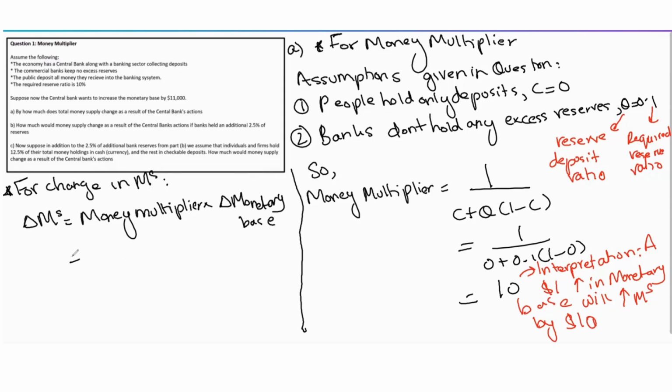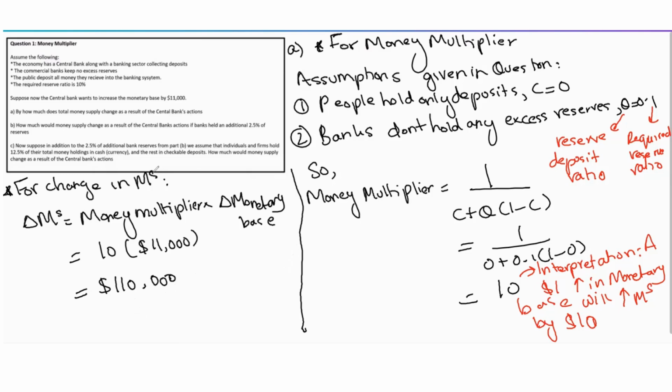We can write this now. We know the money multiplier is 10. The change in monetary base is 11,000 as given in the question. So the change in the money supply is 110,000. It's 10 times more. So it's $110,000. So this was part A.